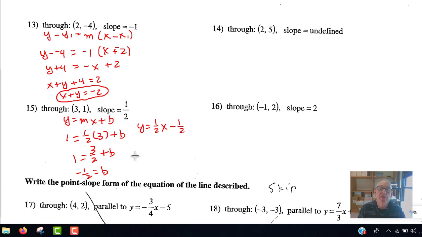My x's need to be on the left-hand side. Minus 1/2 x plus y equals -1/2. And standard form needs to have whole numbers, so I need to multiply everything by 2. I get negative x plus 2y is equal to negative 1 for that one.